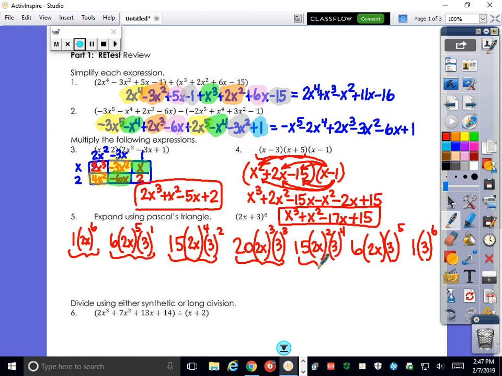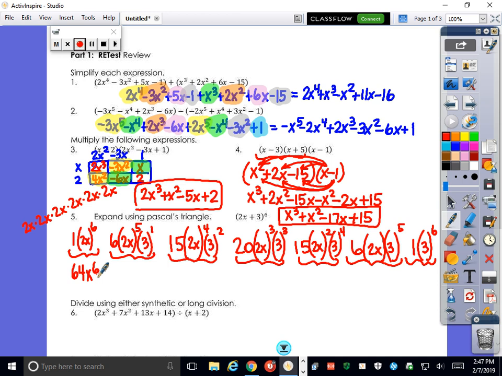Now, coming up with these is going to be difficult. You're going to need your calculator because these are big numbers to be multiplying. So on this first one, this is not 2x to the 6th. We have to do 2x times 2x times 2x times 2x times 2x times 2x. You get the point. So it's actually 2 times 2 times 2 times 2 times 2 times 2, which is actually 64x^6.